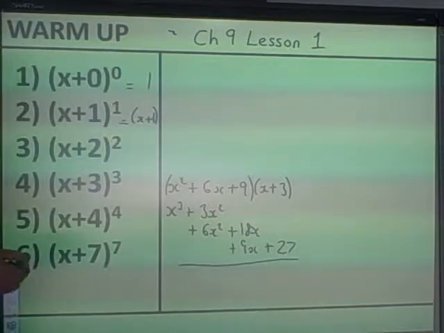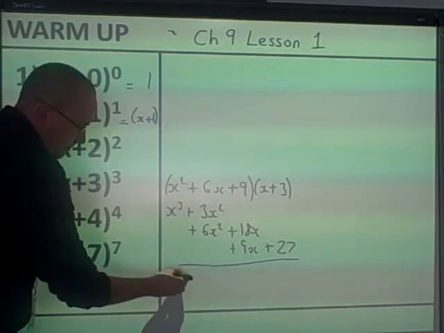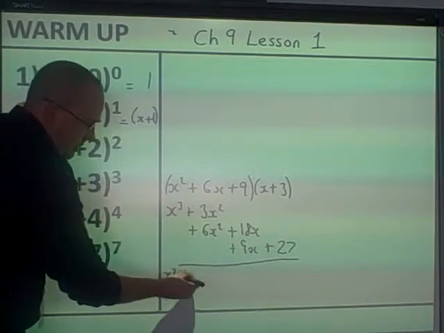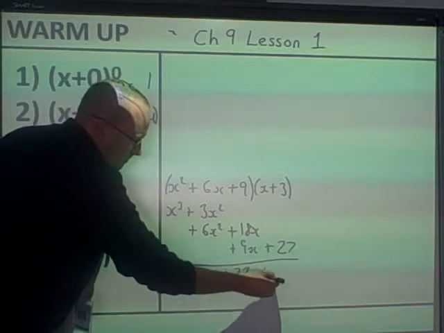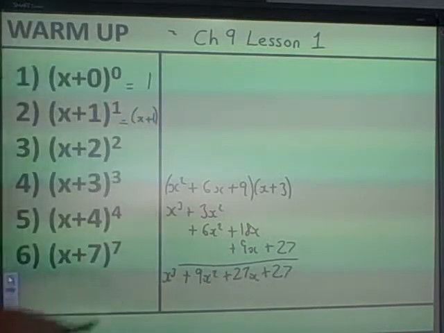Now I line these up deliberately, so when I combine terms, this is going to be quicker to do. So 9x squared, 27x, plus 27. And you can see that question took quite a long time, and if I'm going to do it to the power of 4, it's going to take me even longer to do.